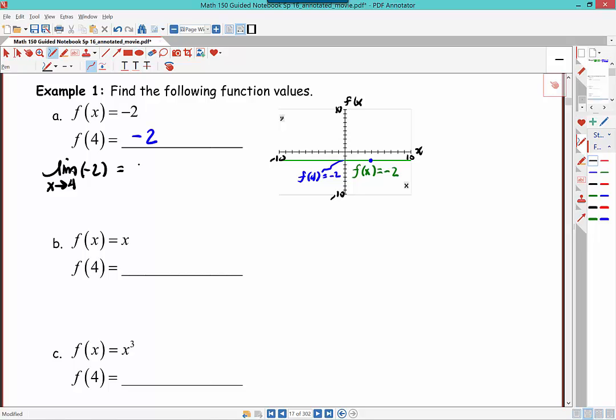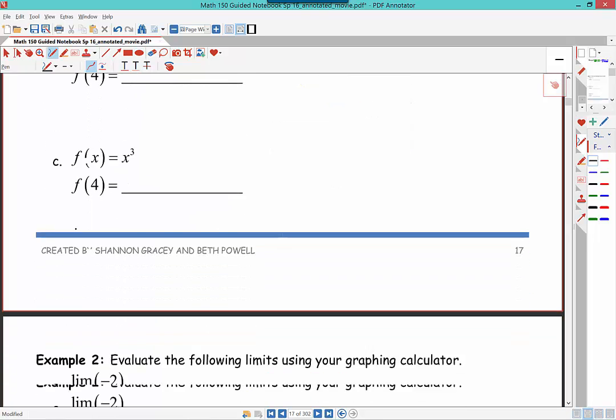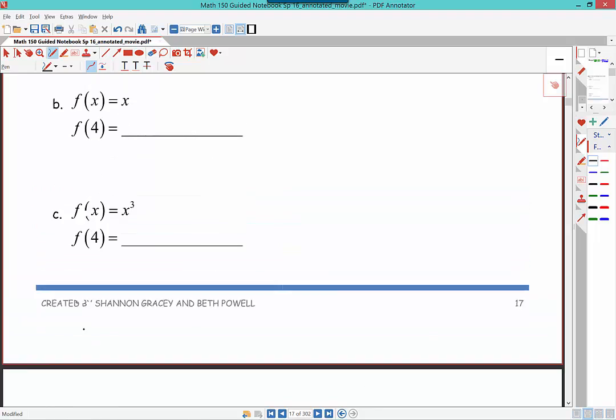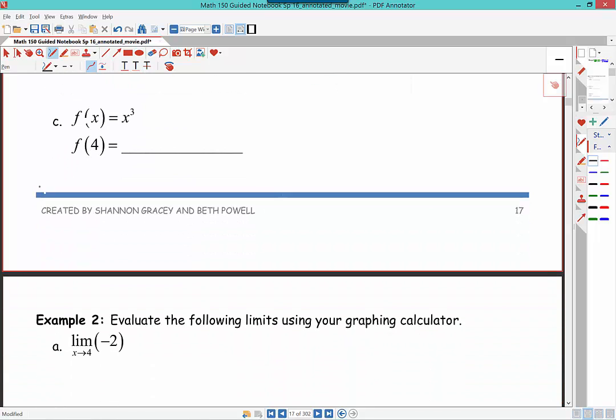Good. So we just get negative 2, right? So what do we notice here? We notice that the result of the limit is a y value, and it happens to be the same y value as the function value, right? So it turns out, and let me see if I have it written below.